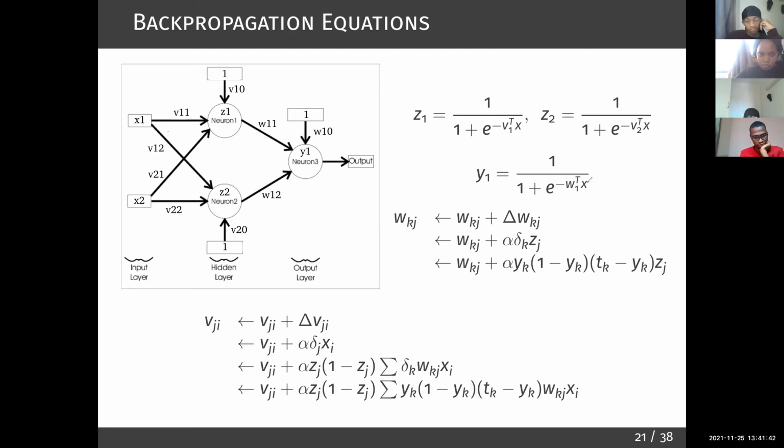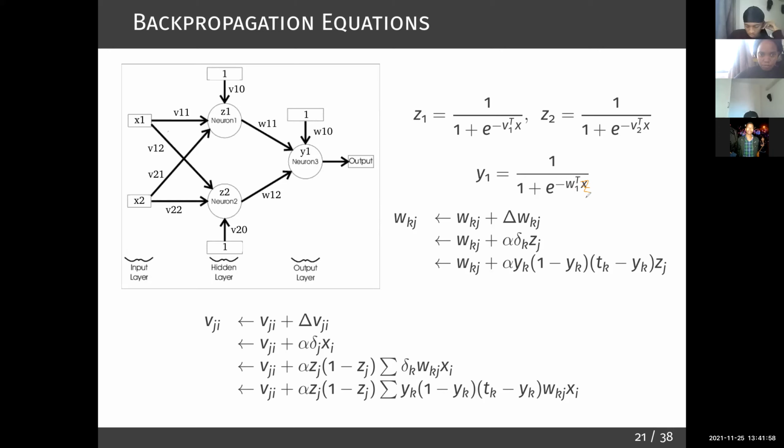I think there's something wrong here. It should be Z, I think, because this is the input, it should be Z. Okay, it will be clearer in the example.